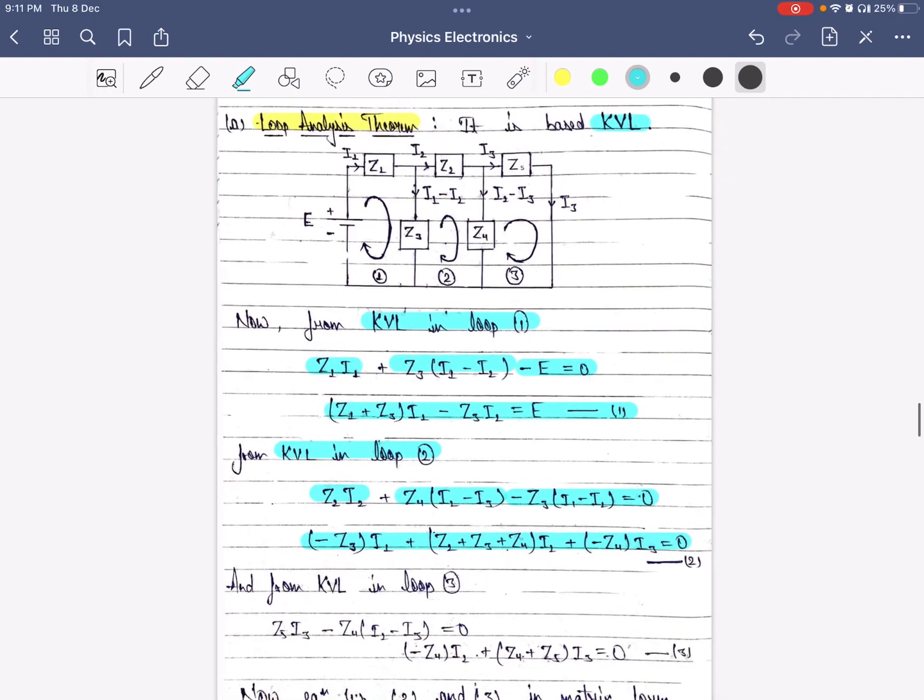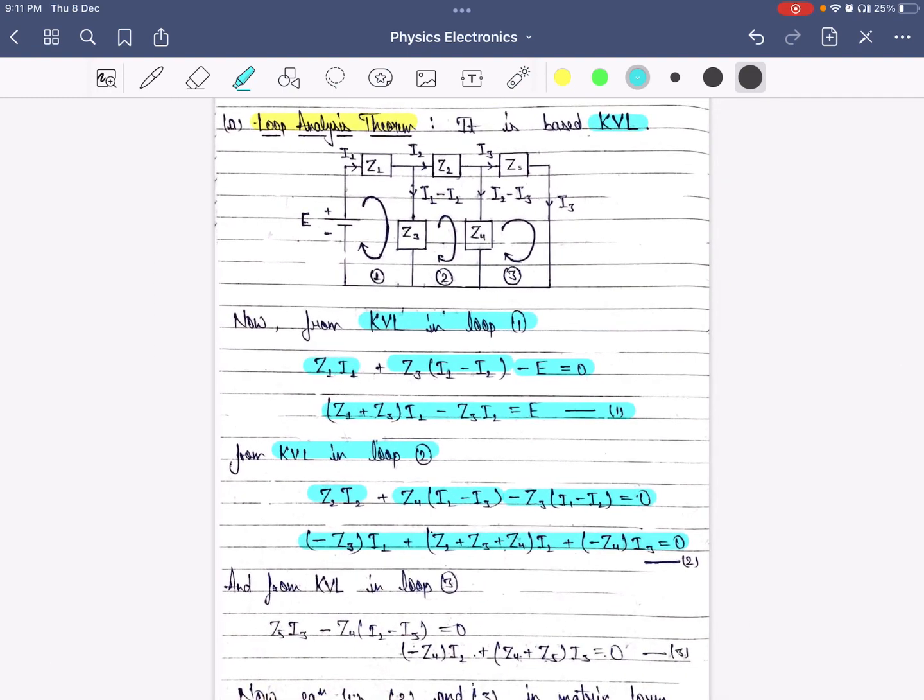Now we will apply Kirchhoff's voltage law in loop 3. Through Z5 impedance, I3 current is flowing, so it will be positive Z5 I3. As for the impedance Z4, I2 minus I3 current is flowing through it and it is in the opposite direction as we are traveling. So it will be minus Z4 (I2 minus I3) is equals to 0. We will take common out and we will get this equation.